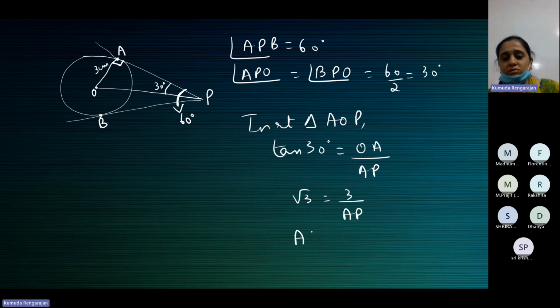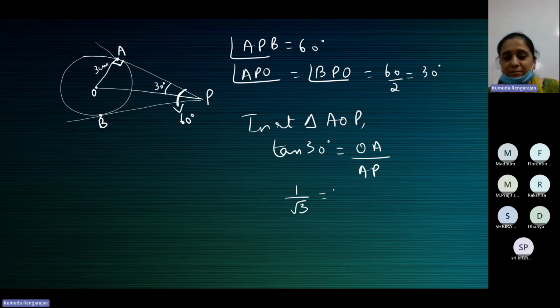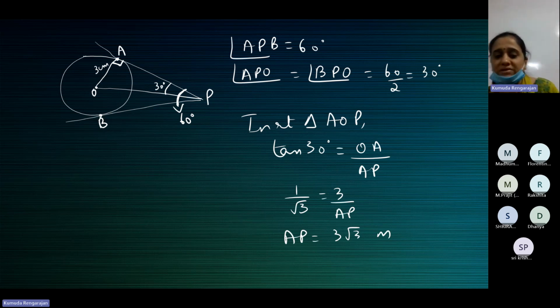So tan 30 is 1 by root 3, which is equal to 3 upon AP. On cross multiplying, AP is equal to 3 root 3 centimeters. You can multiply 3 into 1.732. So if AP is 3 root 3, BP is also 3 root 3, because tangents from the external point to the circle are equal in length. Correct?